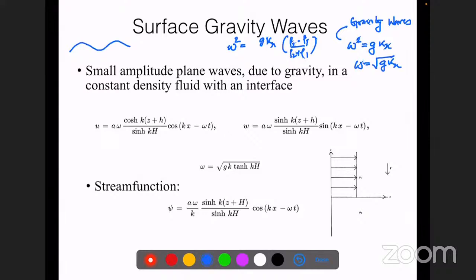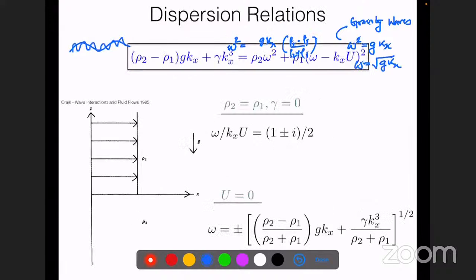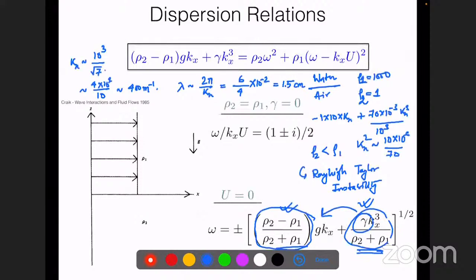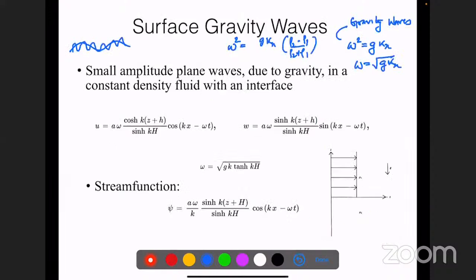We saw in the previous analysis that if you make the wavelength extremely fine scaled, then surface tension is going to become important. So that term, gamma kx cube, will start to become important. But for the time being, we'll ignore that and we'll just think of the gravity wave problem.